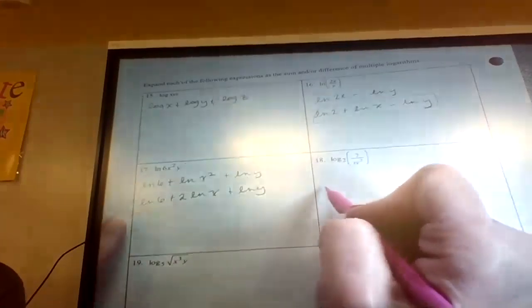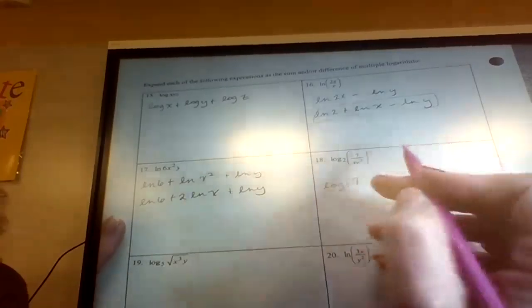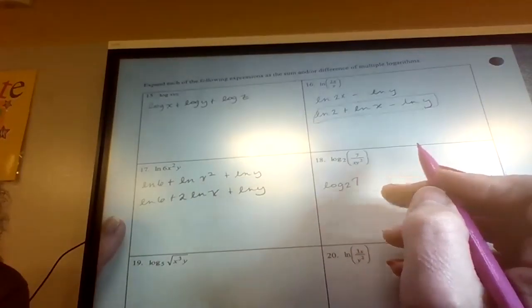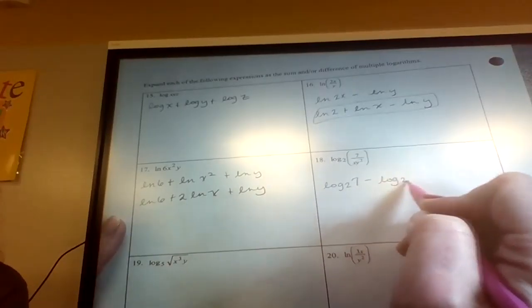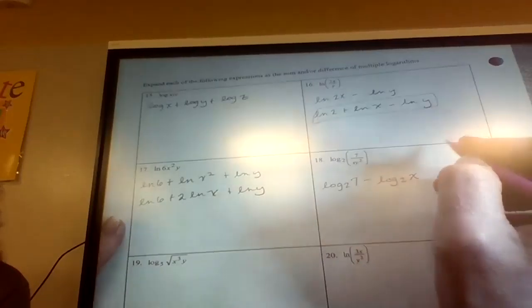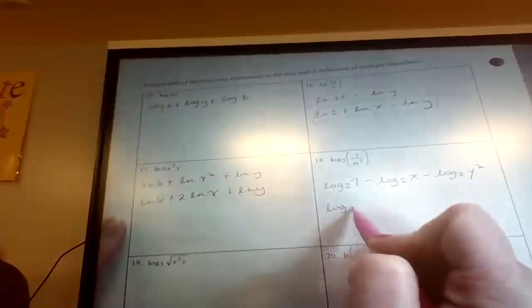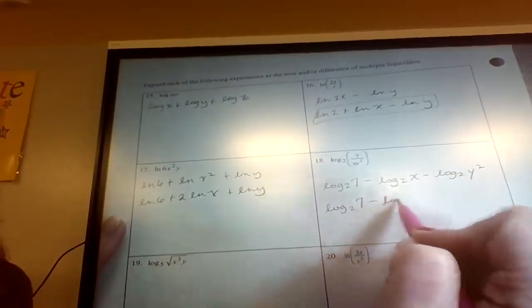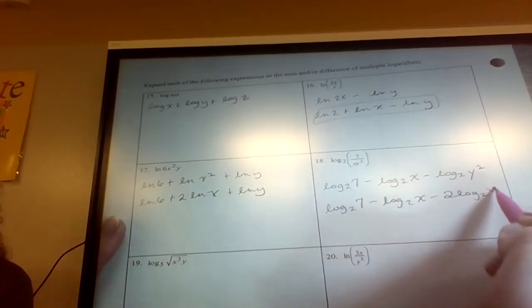y. All right, log base 2, 7 minus log base 2 of x minus 2 of y squared. Log base 2 of 7 minus log base 2 of x minus 2 log 2y.